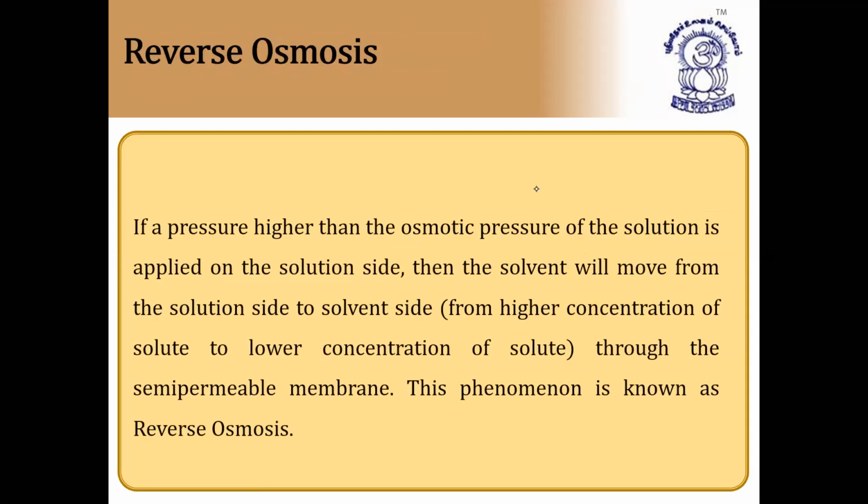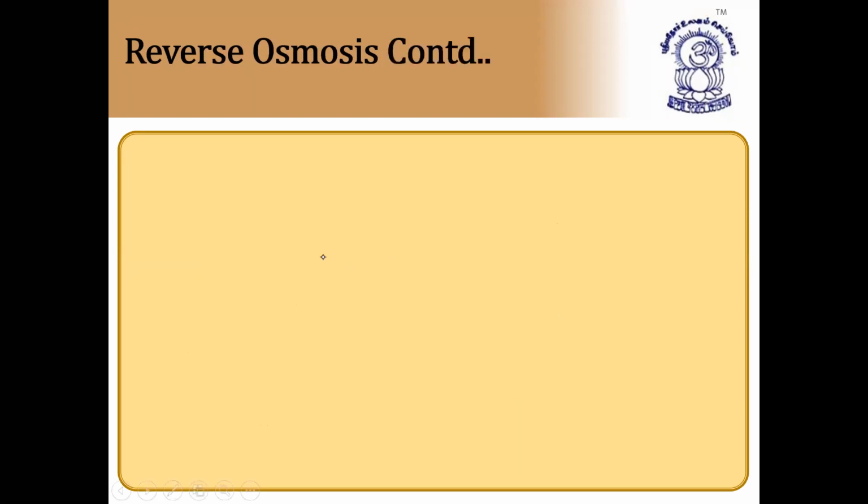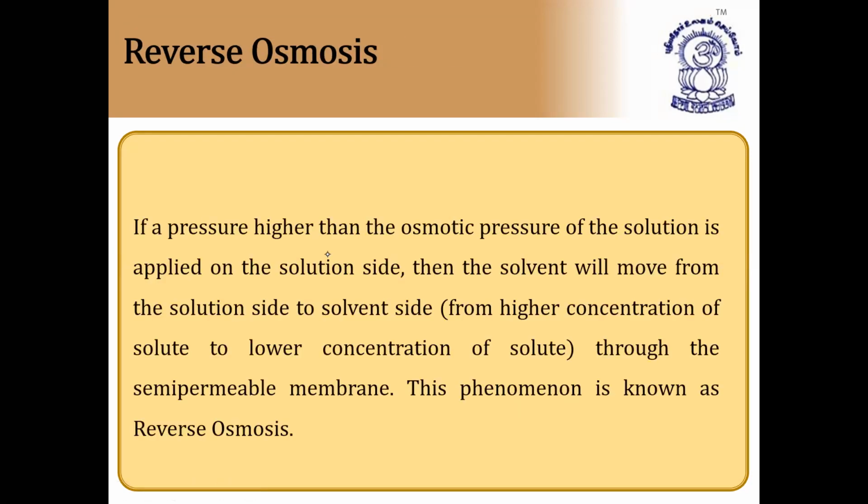What is reverse osmosis? What is osmotic pressure? The pressure applied to prevent osmosis. If a pressure higher than the osmotic pressure of the solution is applied on the solution side, then the solvent will move from the solution side to the solvent side, that is from high concentration to low concentration of solute, through the semi-permeable membrane. This phenomenon is called reverse osmosis.